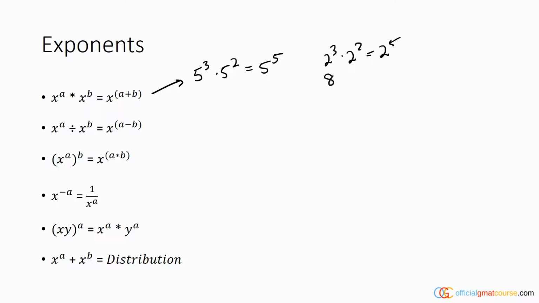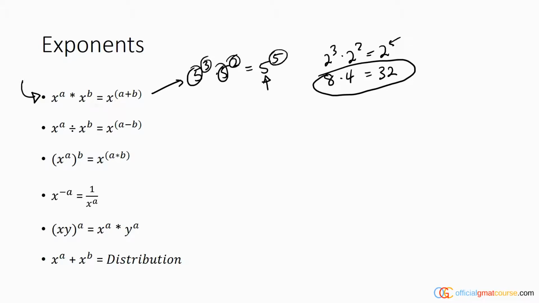And 2 cubed is worth 8, 2 squared is worth 4, and 2 to the fifth is worth 32. And if you look at this, this is actually factual. 8 times 4 is 32. And that is just one example of a proof of this formula in action and why it works out the way it does. So if you have multiplication between common bases with exponents, you keep the common base and add the exponents together. And that's our rule for multiplication between common bases.